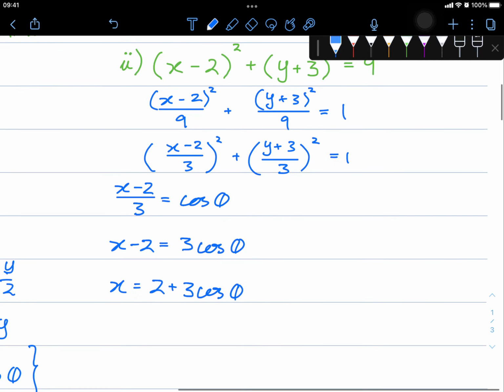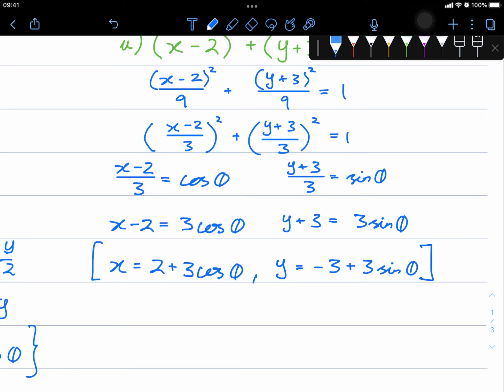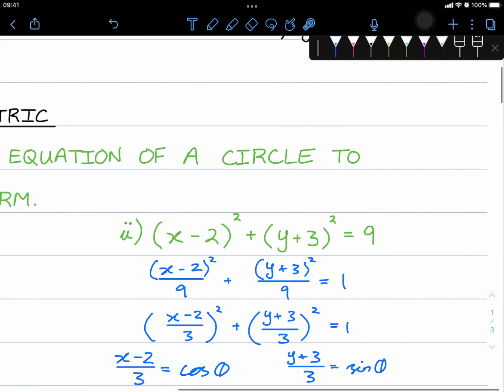As for this one, we do the exact same thing. (y plus 3) on 3 equals sine theta, multiplying by 3, and this time minusing 3. y equals minus 3 plus 3 sine theta. These two combined make the parametric form of this equation here.